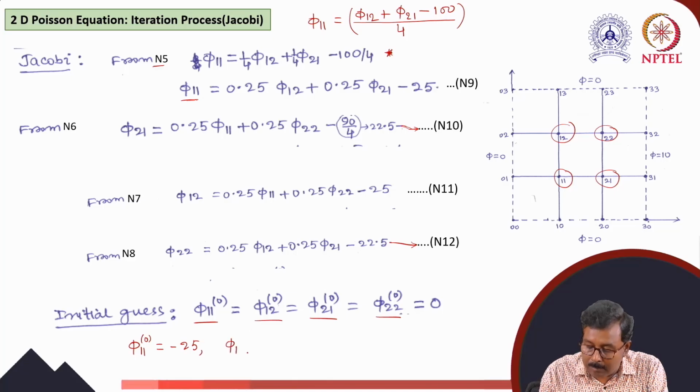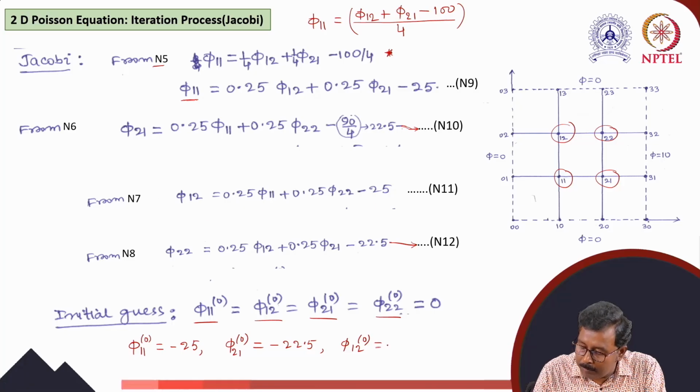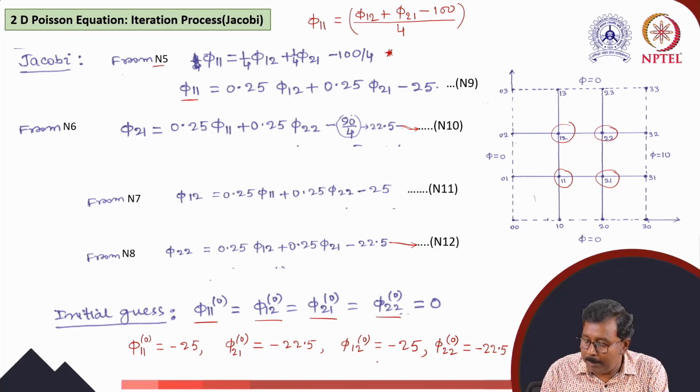Phi 2 1, whatever you write, 2 1 first, 2 1 0. That is coming minus 22.5. Phi 1 2 for the 0th iteration you are getting minus 25, and phi 2 2 for the 0th iteration you are getting again minus 22.5. These four values for iteration 0 you have obtained.